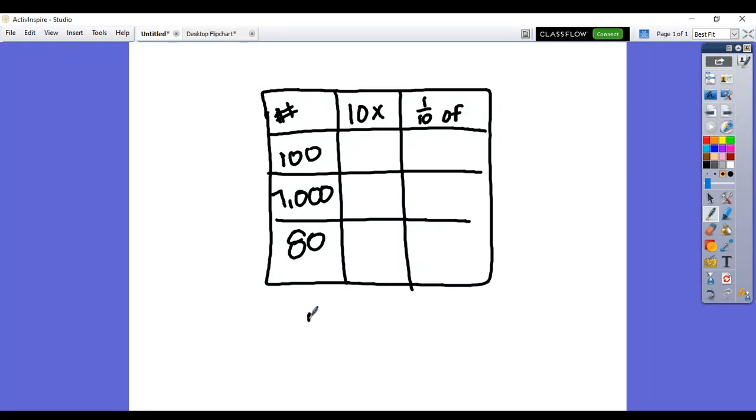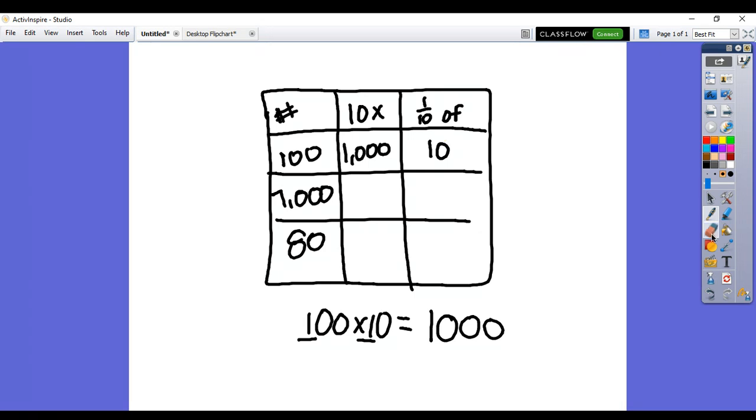So all I got to do, I can come down here, 100 times 10. I can underline my digits that aren't zeros. 1 times 1 equals 1. And I've got 1, 2, 3 zeros. So 10 times as much as 100 is 1,000. 1/10 of 100 is 10, right? That would be 100 divided by 10, and that gives you 10.